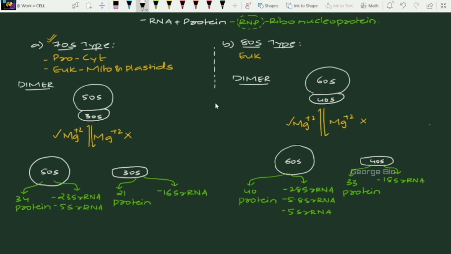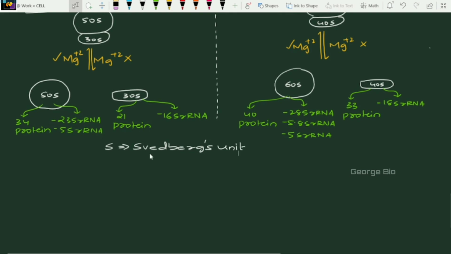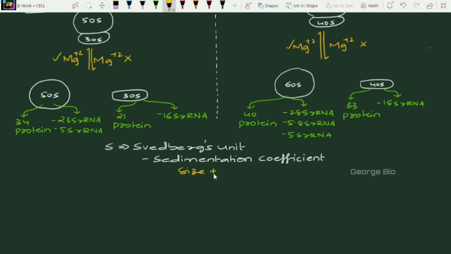Now this is a property of the 70S and 80S ribosome. Here we are representing the term S. Now what does this mean? S represents Svedberg's unit, which is a representation of the sedimentation coefficient. It represents the size and density of the ribosomes.